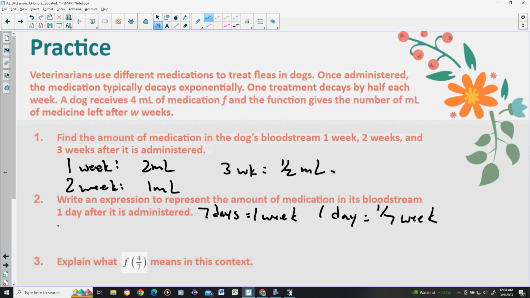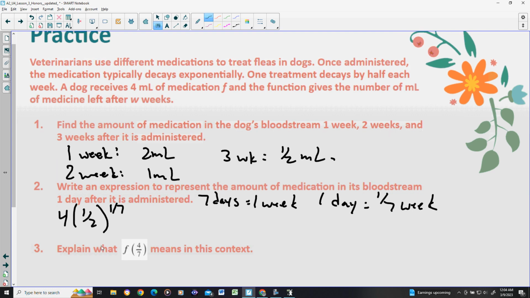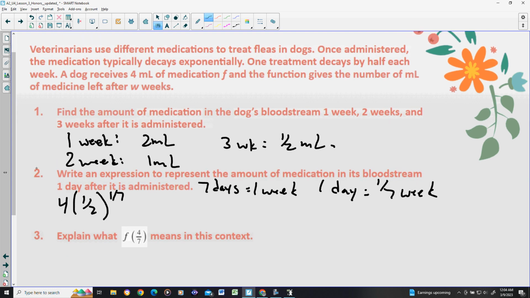So I'm going to say, 4 is my starting value with a decay of a half with an exponent of 1/7. And that will be how much will be left after 1 day. What if we wanted to do 4 times 1/2 to the 4/7? What would that represent? Amount left after 4 days.